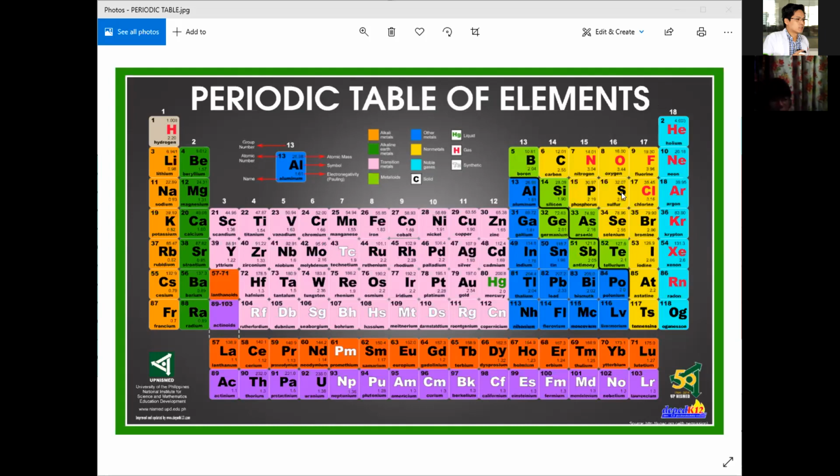Like for example, what is the representation of helium? Helium has a complete valence shell. Kompleto siya. Complete valence electrons. So if you're going to look at the valence shell, or the outermost shell, of helium or neon, let's have neon. Neon. Let me do the annotation.